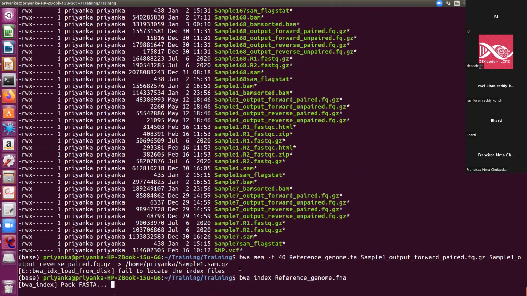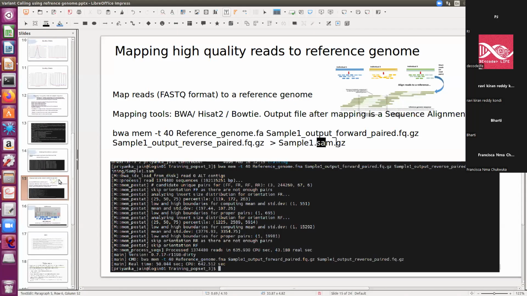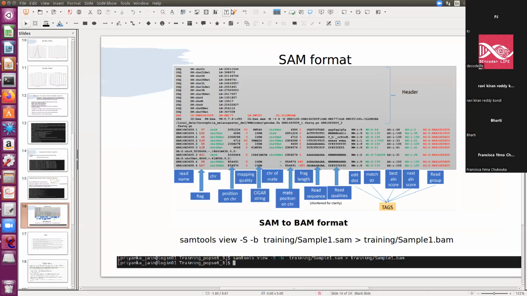Once this is done, this command will run. So let it run. I will explain a little bit of theory left for today's session. I want to explain what the SAM format actually is. SAM format is sequence alignment format. You can see my slide, I feel.